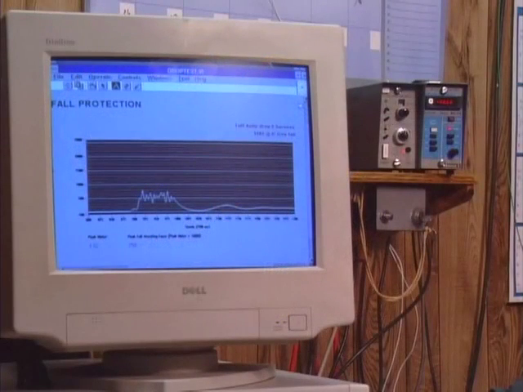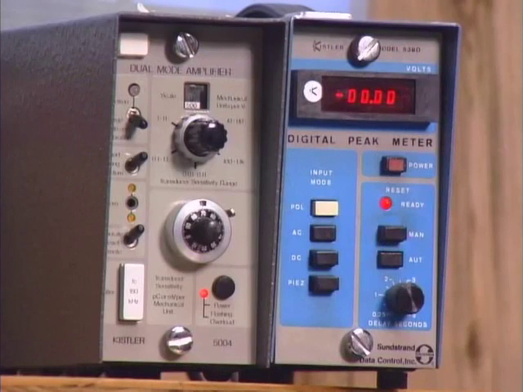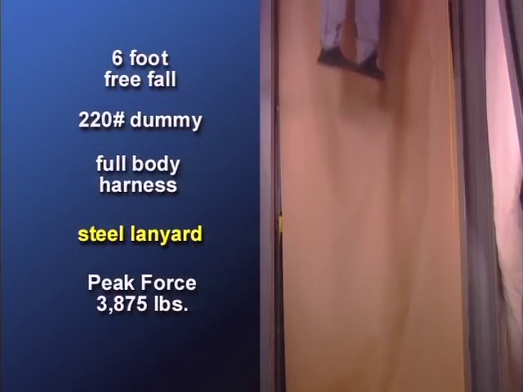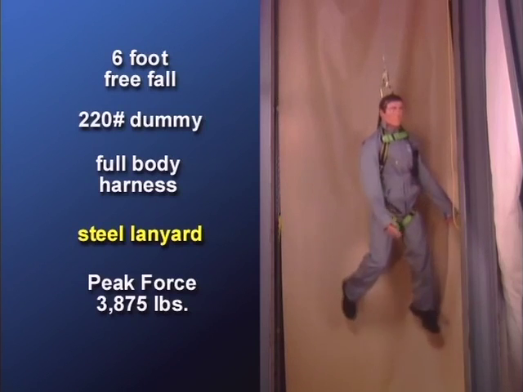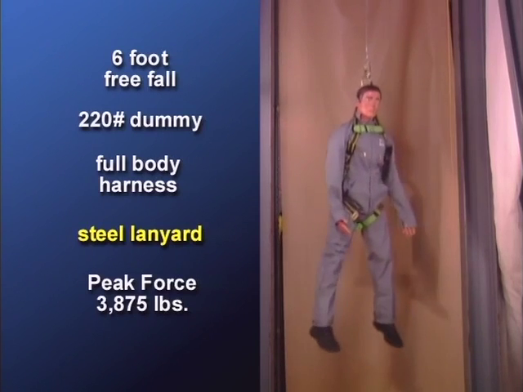This testing apparatus is used to measure the energy generated by a fall. Let's look at the force generated by a 220-pound dummy falling 6 feet. Here the drop test is performed on a steel lanyard. Note the head snap and bouncing of the dummy. Forces are well over 3,000 pounds.